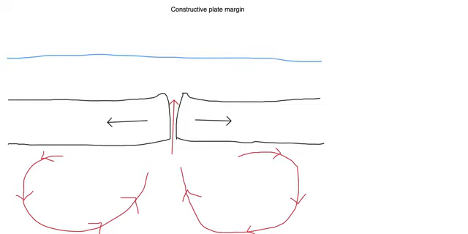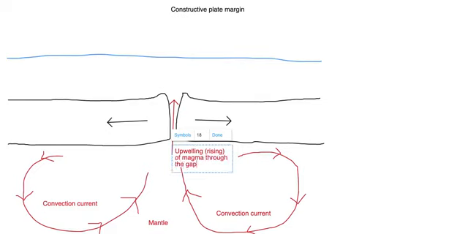Now I'm going to add some labels. So first of all, convection current, this as well. We've got the mantle, because don't forget convection currents are found in the mantle. Now here, the rising magma, there's actually a term for that rising of the magma through the gap. It's called upwelling. Upwelling of magma. Upwelling basically means rising. So let's put it in brackets there, rising of magma through the gap between the two plates.